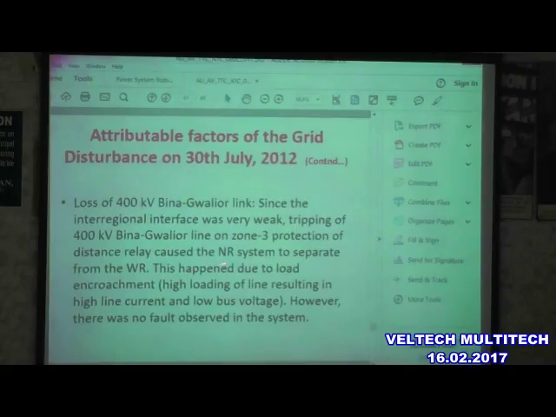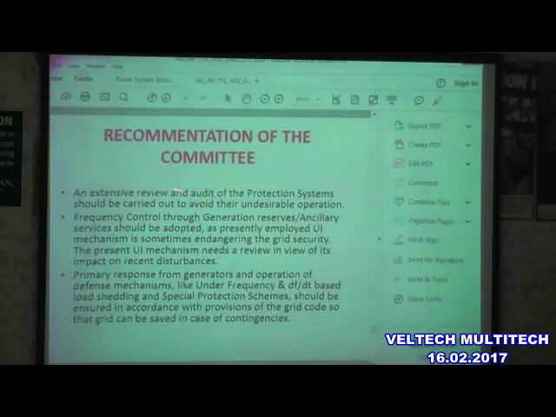Okay, now zone 3 protection relay caused the NR system to separate from the WR. So the NR region got separated from the western region. This happened due to the load enforcement. Are you able to follow the reason? So an extensive review was done. Now frequency control through generation reserves and ancillary services will be adopted.